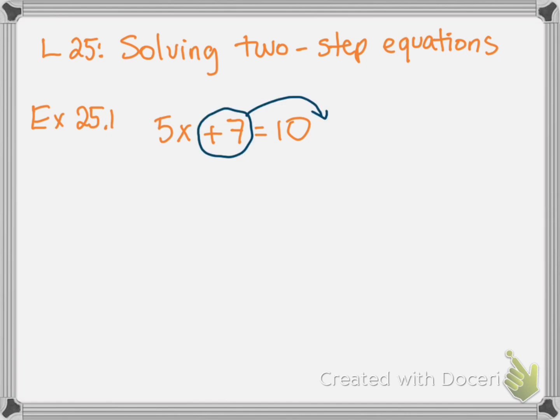So what we're going to do is pass the 7 that is adding to subtract to the other side. So 5x equals 10 minus 7, which is 3. And then the 5 that is multiplying goes to divide. And the answer is 3/5.